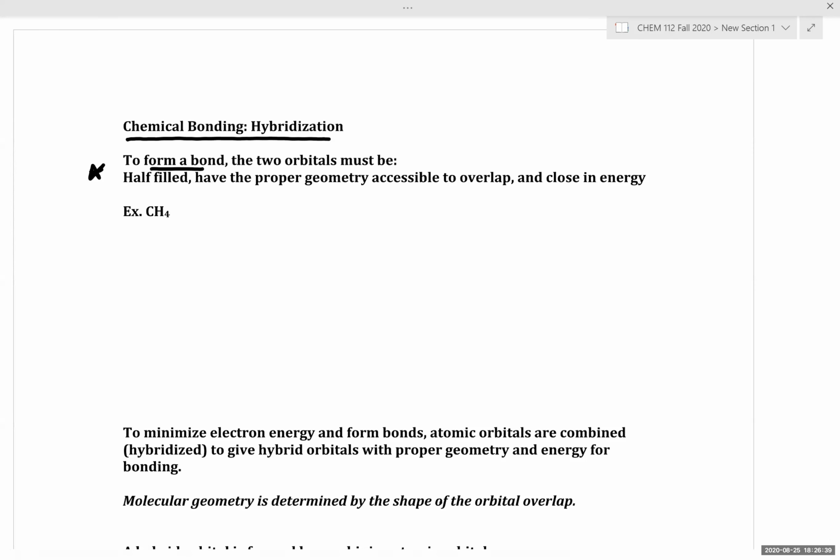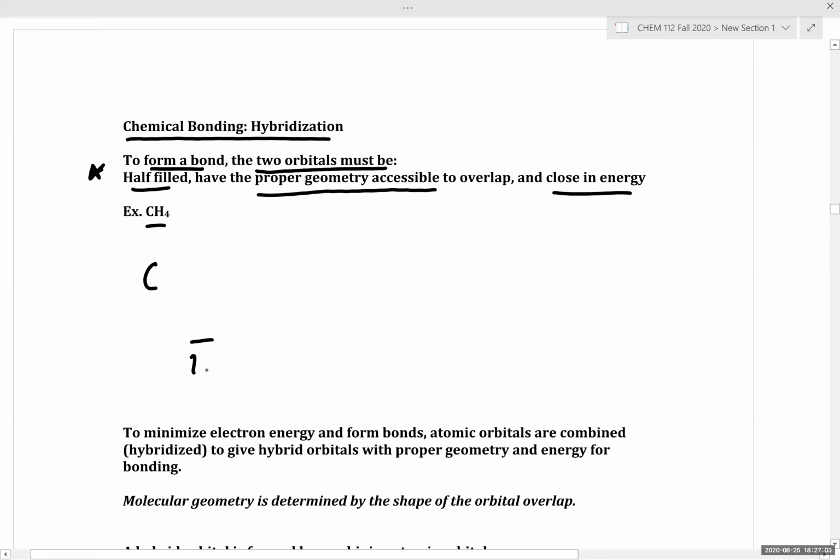Now, we know that to form a bond following these rules based on valence bond theory and molecular orbital theory, the two orbitals that we use and overlap for our chemical bond must be half-filled, they must have the proper geometry, the proper three-dimensional arrangement, and they must be close in energy. So, if we think about methane, if we look at carbon, we have a 2s and 2p orbital that contain our valence electrons.